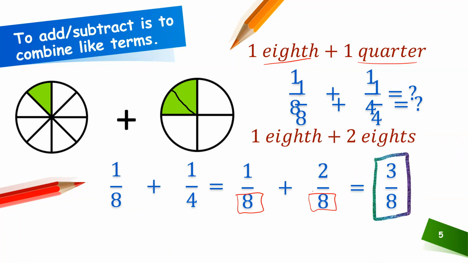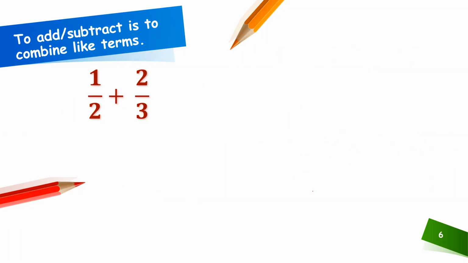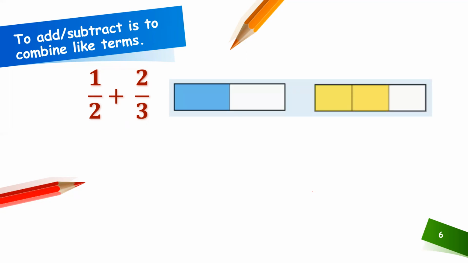Okay? Now, suppose you have 1/2 plus 2/3. Well, if you just heard what I said, your nouns are not the same, right? And then here visually, we can see that the size of the equal parts are not the same. The blue and the yellow are not the same, right? So we're gonna have to see these equal parts as the same size.